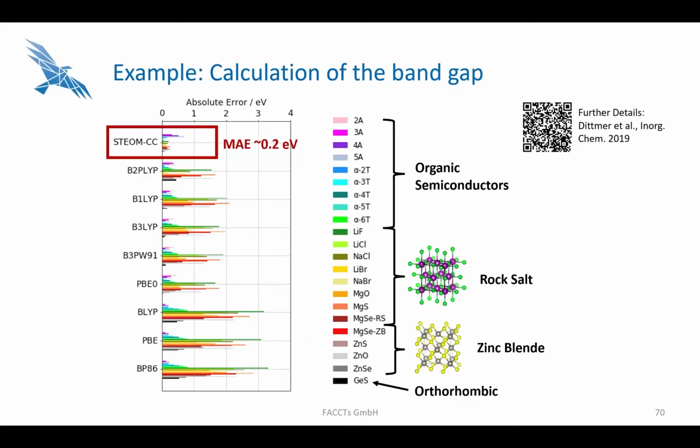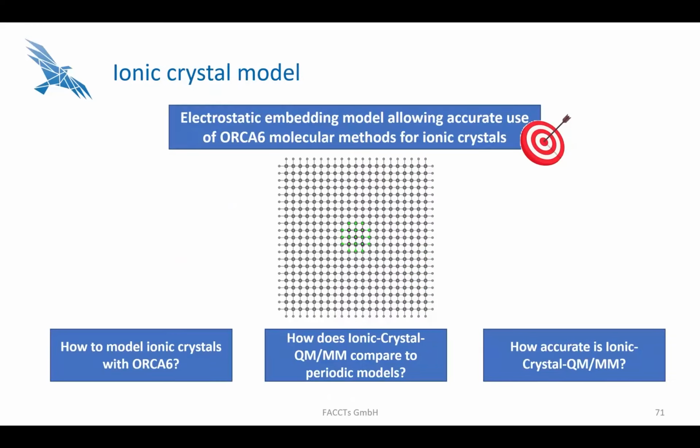We did that for a bunch of different kind of solids. And you can see that overall, for the equation of motion coupled cluster method, we get an error of approximately 0.2 electron volts. This is also what we would expect for the same method for molecules. Therefore, we reached our goal to find an electrostatic embedding model with which we can accurately apply the methods available in ORCA 6 to ionic crystals.